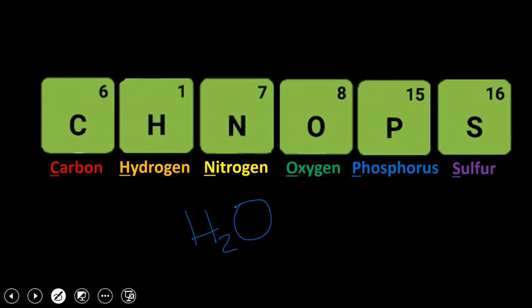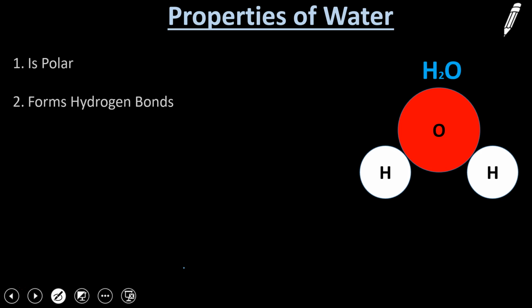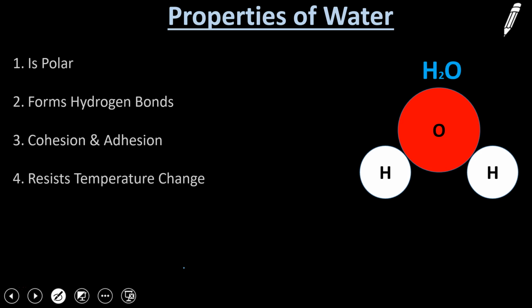Number 1, water is polar. Number 2, water forms hydrogen bonds. Number 3, water does these 2 little things called cohesion and adhesion. Number 4, water can resist temperature change, and water is less dense as ice, and because of that, it actually floats. That's why ice floats. Okay, so let's take a look at these, starting with water being polar.